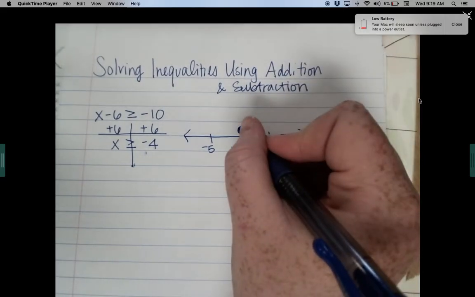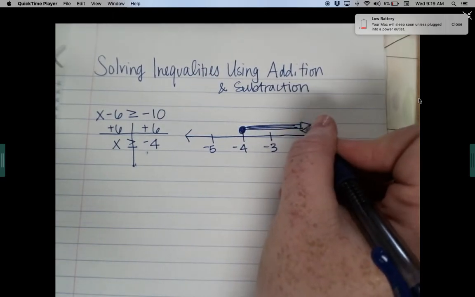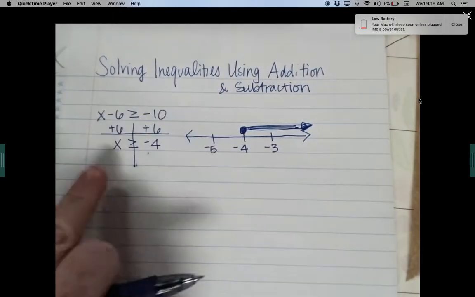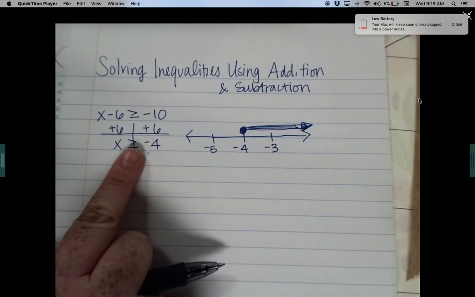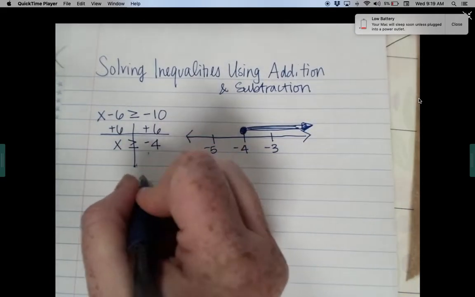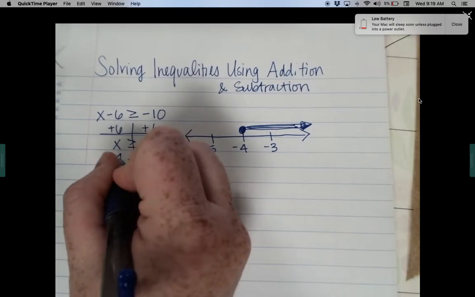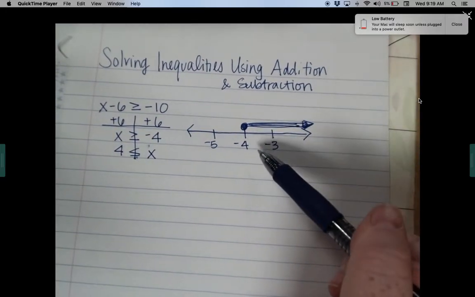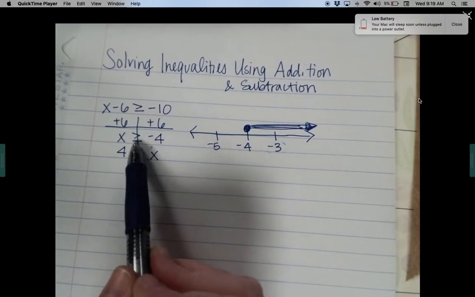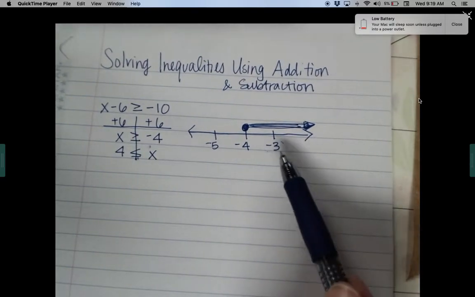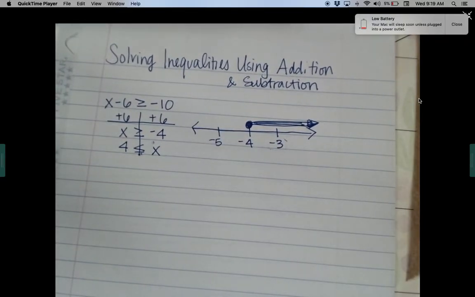And then which direction is it going to go? To the right. Now, I know that sometimes you've been told, or you probably have been told, that this is like an arrow and it tells you what direction to go. You might have been told that. It's not always true, because if I flipped this, it would look like this. Okay? So you can always test it. If I plugged in a negative 3, because that's included where my arrow is, negative 3 is greater than or equal to negative 4. That is true. Negative 3 is greater than negative 4. So it works. Okay.